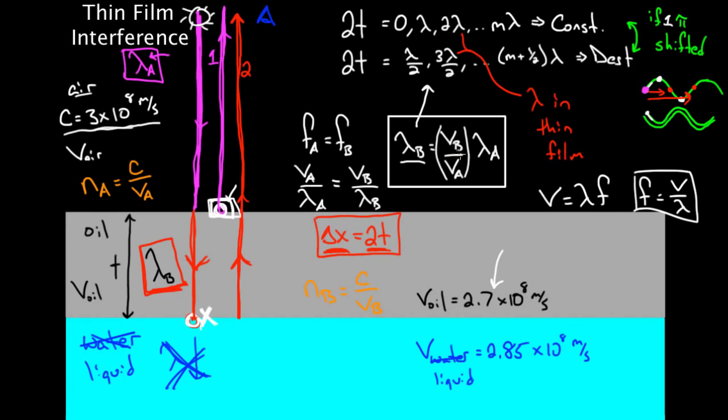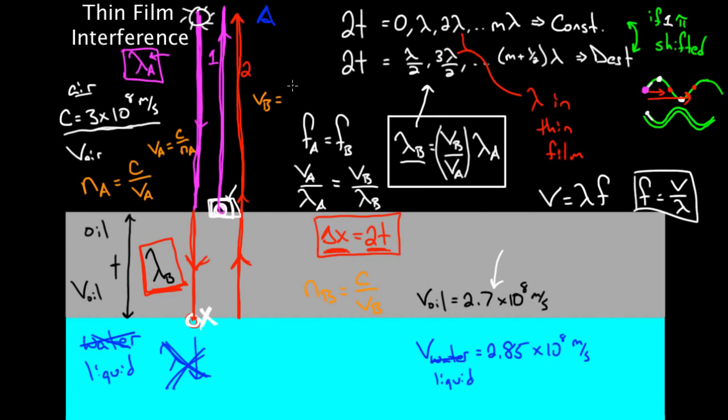So how would this change? Well, I could just solve this for vA if I wanted to. I'd get vA, I'm running out of room here, excuse me, equals c over nA. And vB, what would vB equal?